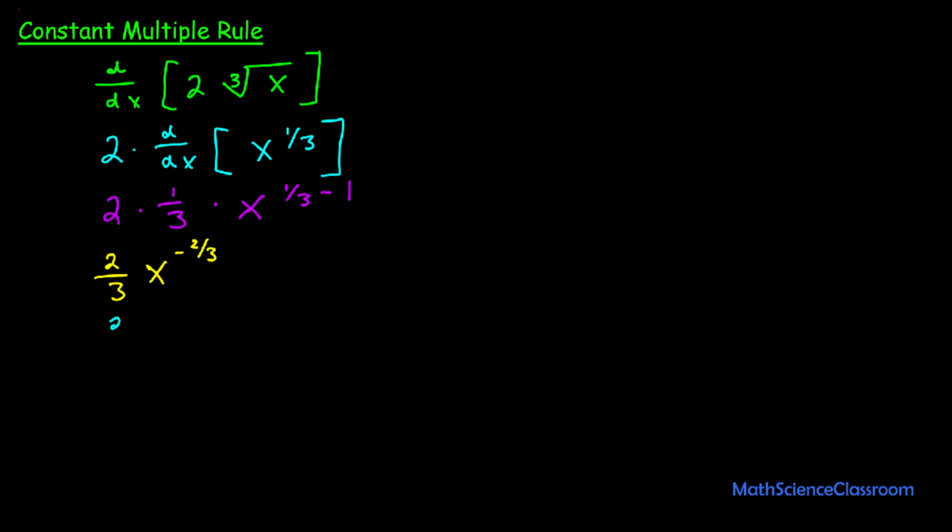That equals 2/3 times 1 over x to the 2/3. And we're going to put it in the final form of 2 over 3x to the 2/3 power. And that is our final answer.